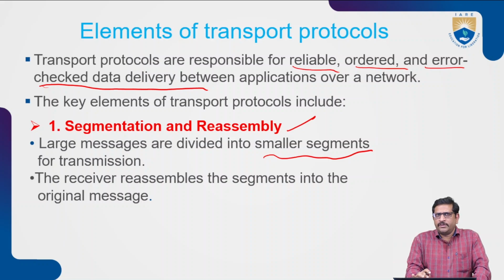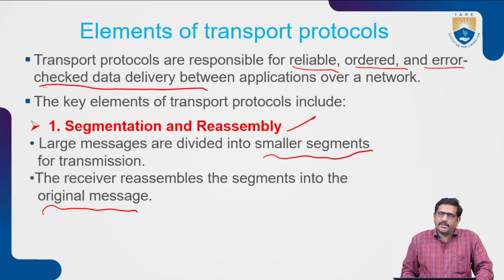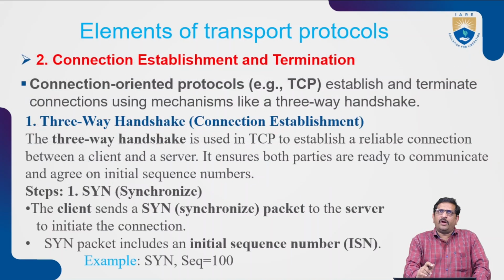At the receiver side, the segments are reassembled into the original message. Whatever the source machine transmits, that information will be reassembled. So this is segmentation and reassembly, which can be done with the help of the elements of the transport protocol.